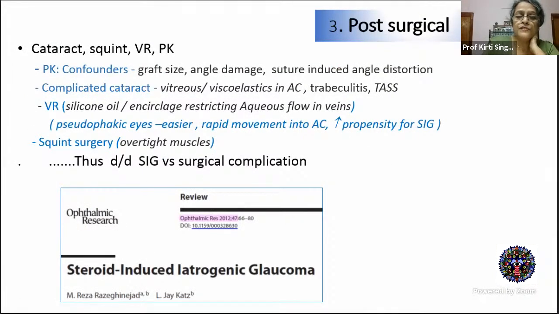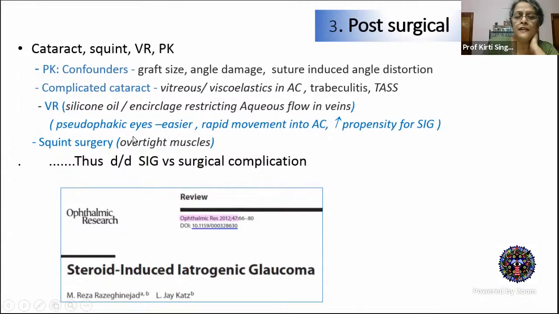The other causes of post-surgical SIG happen in cataract, especially squint surgery, vitreoretinal, and keratoplasty. Now, they are confounders in all these surgeries because in keratoplasty, graft size, angle damage, and suture-induced angle distortion itself will cause glaucoma. Same is true for complicated cataract, where vitreous or viscoelastics in the AC, trabeculitis or TASS can again cause increased IOP. Silicone oil in cerclage, restricting the aqueous flow, will be the confounder for VR surgery.